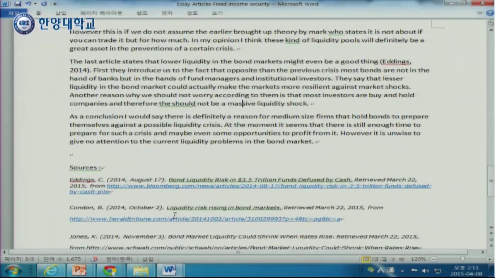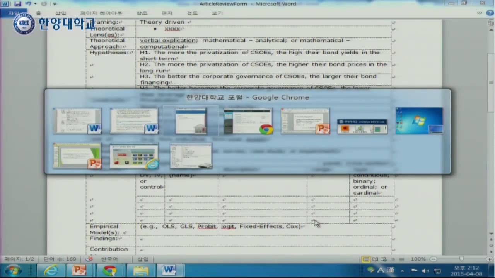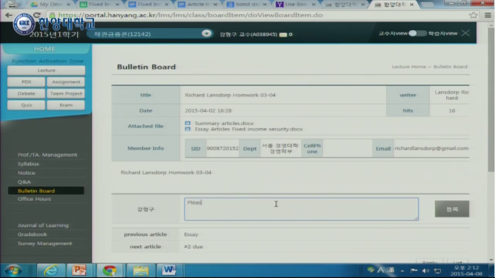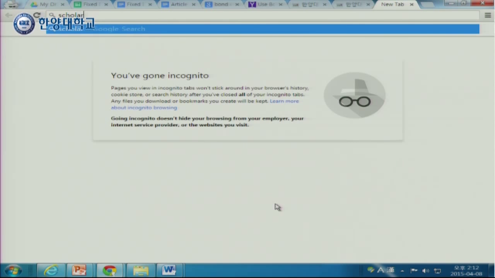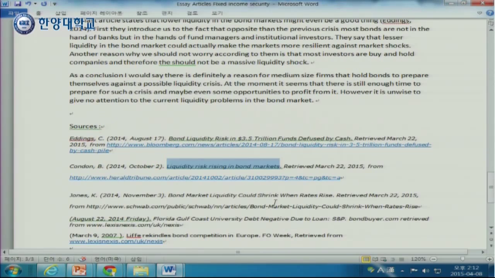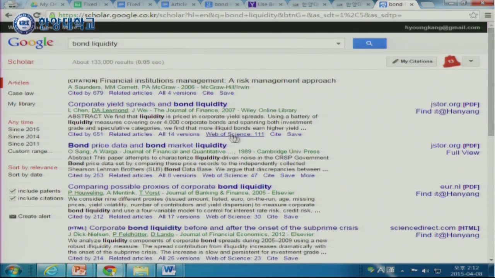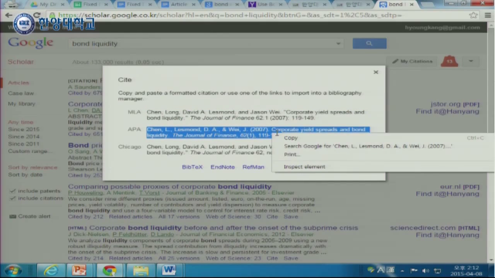And then about this citation format, it seems that most of your citations are non-academic. So please use more academic sources. What I mean by academic is go to Google Scholar.com, and search your topics like bond liquidity. Then those are academic papers. So when you cite, use APA format.